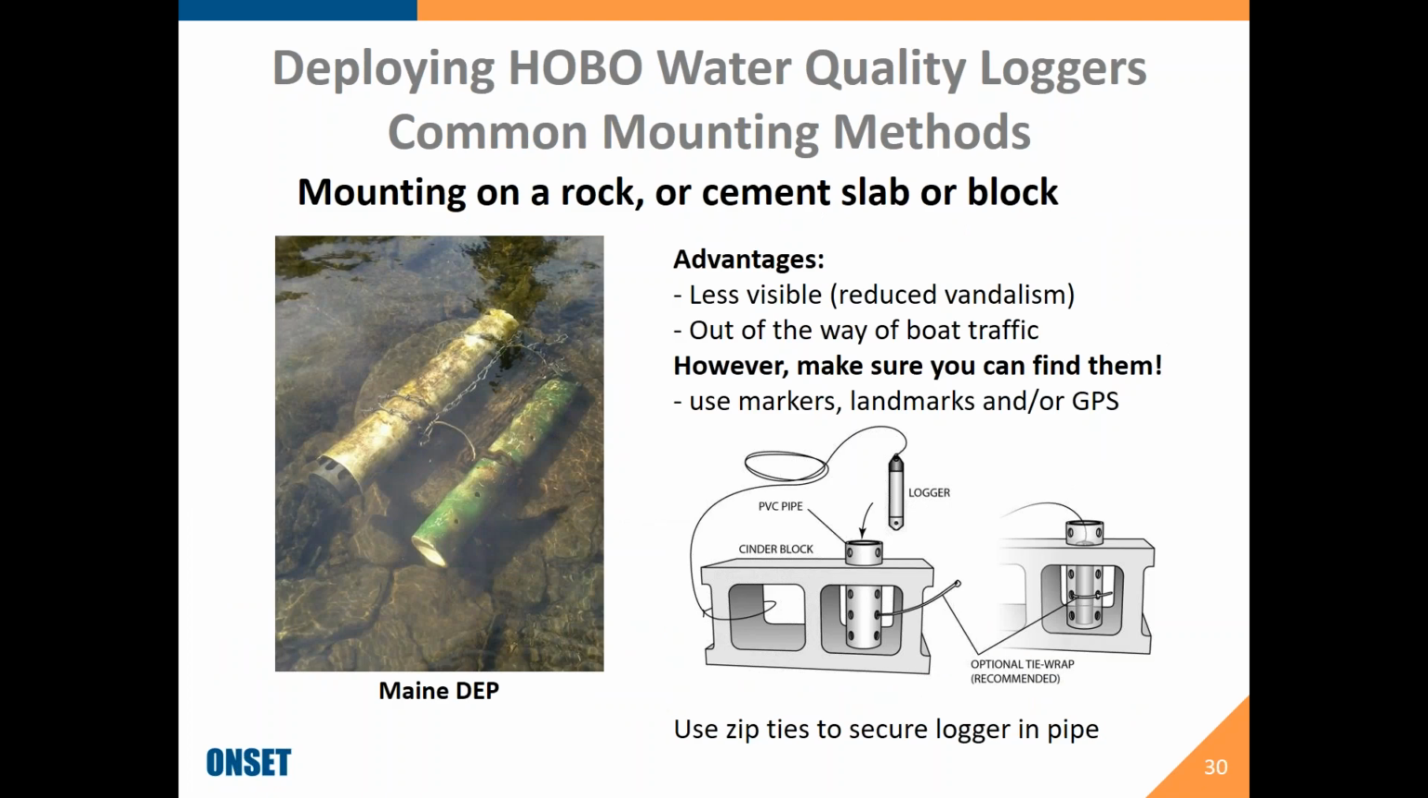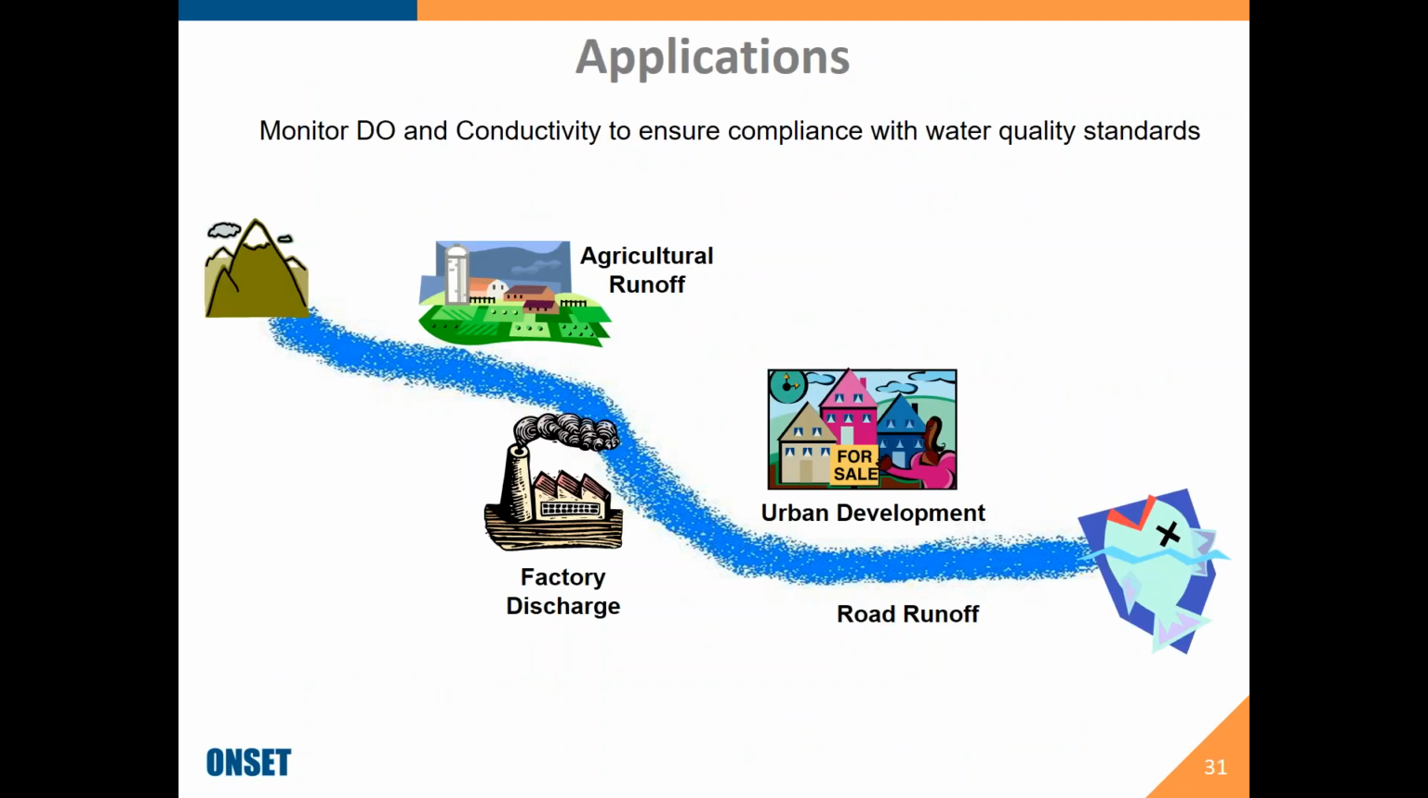Another method we have is our cinder block method. Some advantages to this are that they're less visible. This reduces vandalism and also reduces the curiosity. It also keeps it out of the way of boat traffic. But again, you definitely want to make sure that you use some type of marker or landmark or record a GPS coordinate so you know where these data loggers are when you go back to retrieve them.